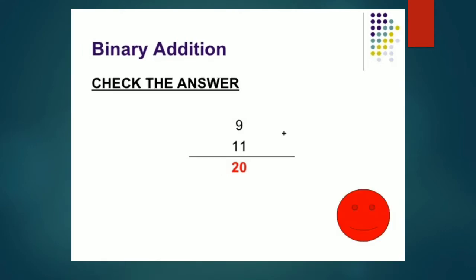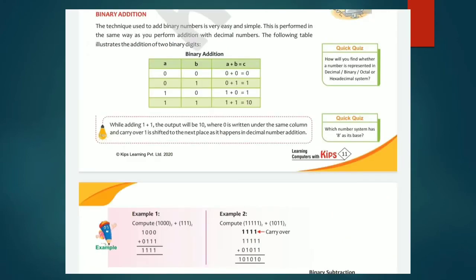We also check the numbers. The first number is 9, the second number is 11, and the total is 20. You can see binary addition in your book also. The technique used to add binary numbers is very easy and simple, just like decimal numbers. The simple rules are: 0 plus 0 is 0, 0 plus 1 is 1, 1 plus 0 is 1, and 1 plus 1 is 10, that is 0 with 1 carry.